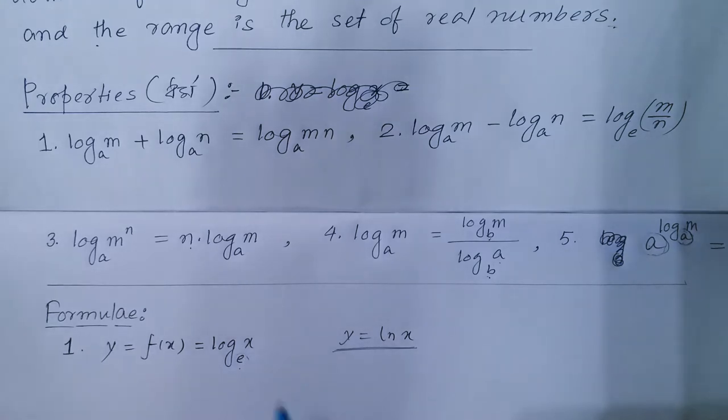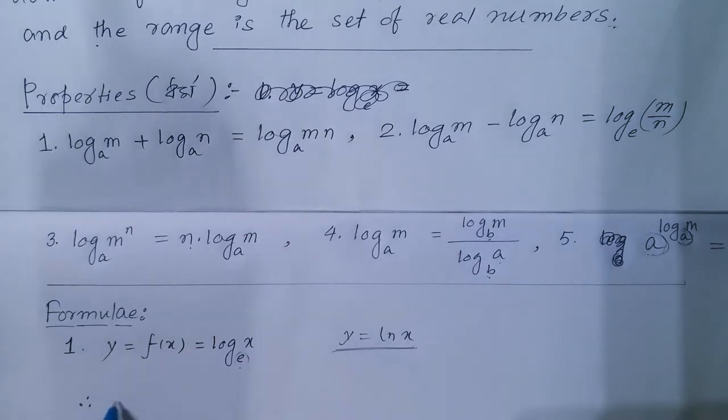But we should consider the base as e. In most of the problems there may be e base written in the problem. If it is written, then there is no problem. But if it is not written here, then you should consider it as e here. Okay, so if ln x is written, then there is no issue, we will understand the e ourselves. Okay, so this is your function.